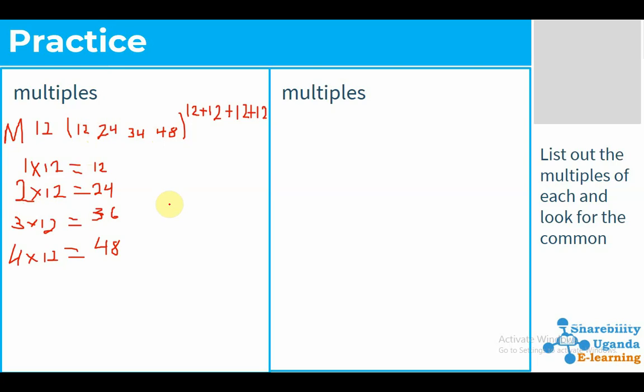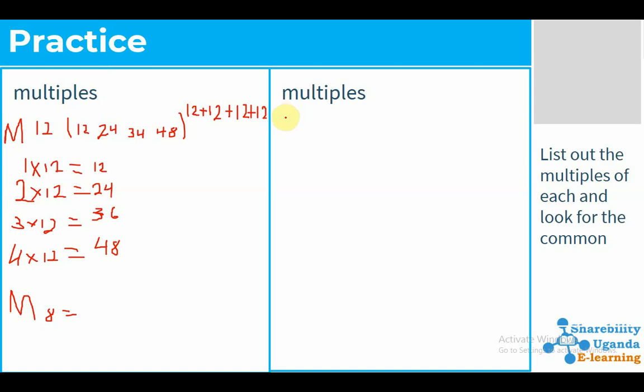Let's also have a look at another number, still dealing with getting a multiple. Let the other number be 8. So I shall say multiples of 8. We use the same concept of getting multiples of 8. Which number should we multiply it by? It should be multiplied by 8.